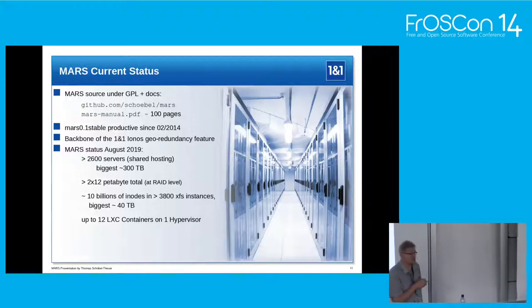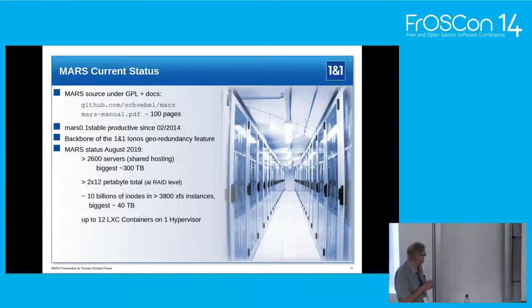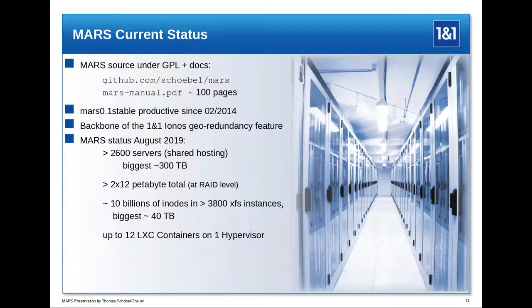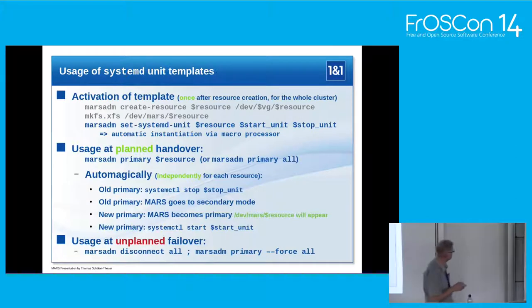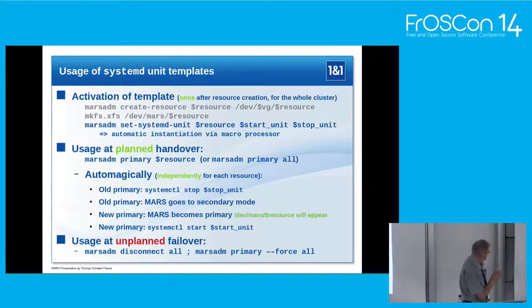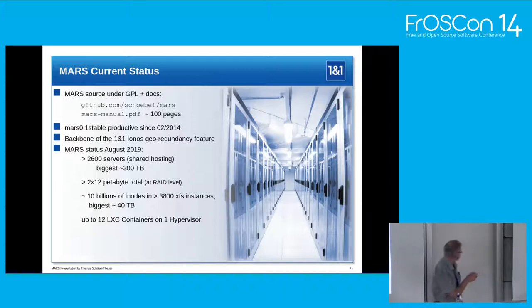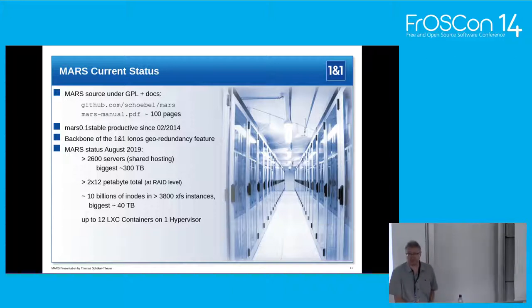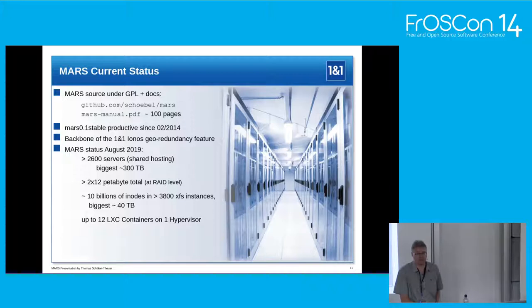Mars is GPL, it's a kernel module, it's on GitHub. The manual has much more than 100 pages, I think now almost 200. I think the number is wrong here. It's productive, the first productive use is 2014 and the first mass production is 2015, one year later. So we have now mass production for 4 years now, and enterprise critical data where the company is getting much of its revenue from, so it's enterprise critical usage.